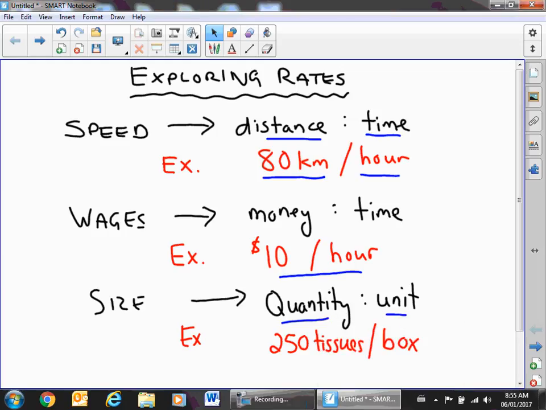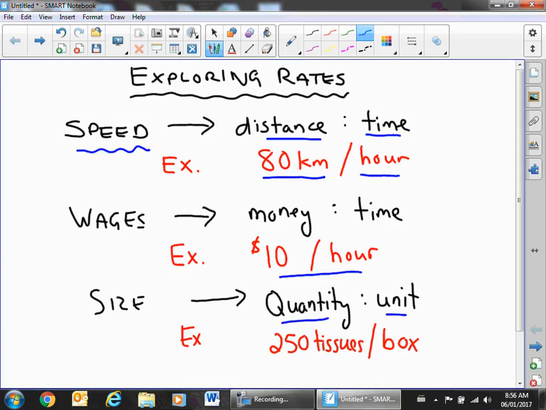All right, in this section, we're just going to take a look at exploring some rates here. Now, rates are kind of like ratios in some ways, but what you're doing is comparing two specific units. Some of the more common rates would be something like speed. We don't actually measure speed directly.